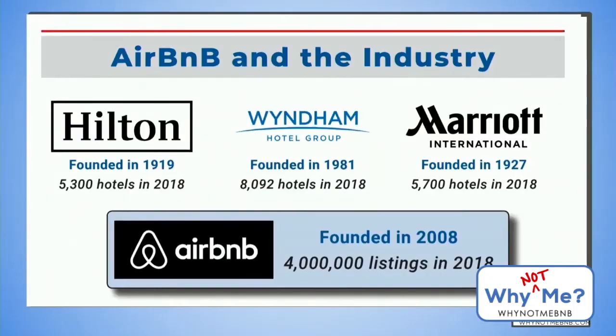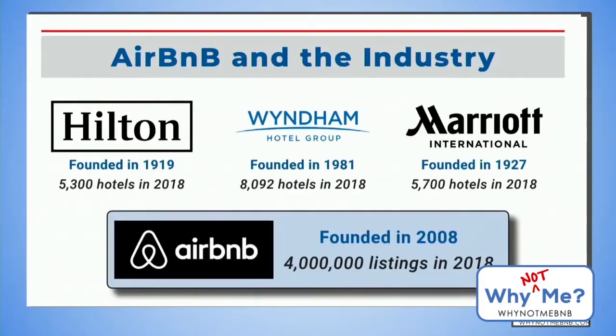Now, if you're in this class, I assume you don't need to know a lot of details of how amazing Airbnb is in the industry. But looking at this right here, we've got Hilton, which was founded in 1919, and they have 5,300 hotels as of 2018. Wyndham has 8,092 hotels in 2018, and then Marriott has 5,700 hotels in 2018. Now, Airbnb, as of 2018, had 4 million listings. Now I know that that's not broken down by room, but just to give an idea of how big Airbnb is. If you're in this class, you know that Airbnb is taking over the hospitality world.